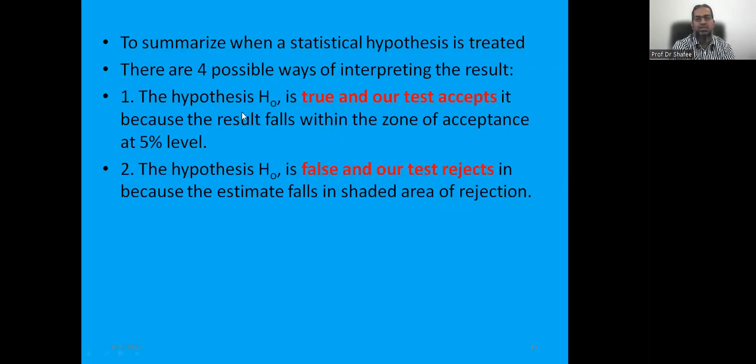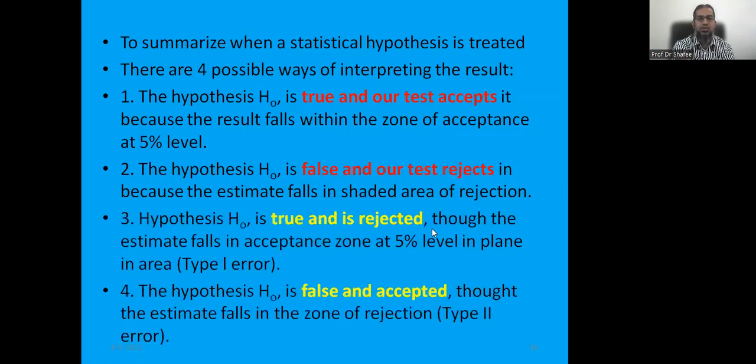So there are 4 ways. First, the null hypothesis is true, meaning it is falling in the zone of acceptance and we are accepting it, so it becomes a correct decision. If the null hypothesis is false and our test rejects it, meaning it is falling in the shaded area and we are rejecting it, it is the correct decision. But if the observation is falling in the zone of acceptance and we are rejecting it, it becomes type 1 error. And if we are accepting an observation which is falling in the zone of rejection, it is called the type 2 error.